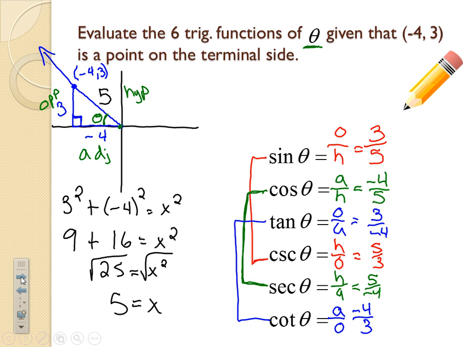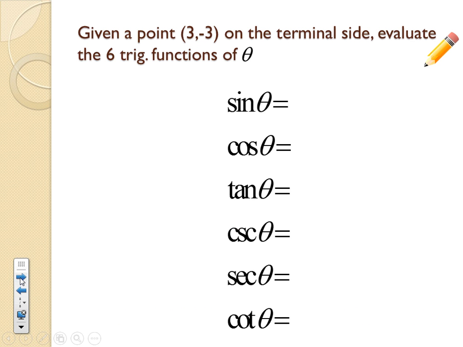Now, ladies and gentlemen, I promise this next one is our last example. Make sure it's in your notes. It's very important. Same idea. We're given a point 3, negative 3 on the terminal side. We need to evaluate our 6 trig functions.